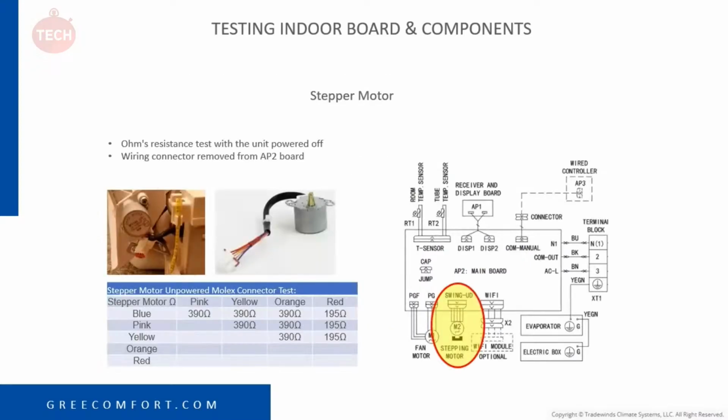Then we have a stepper motor. Here are the ohm values for your stepper motor. Again, as you can see, it doesn't have to be 390 exactly. What we're doing is looking for as long as we're close. So again, you're going to go from yellow to pink, yellow to blue, yellow to red, and orange to red. As long as we're pretty close to equal resistance, then we have a good stepper motor.